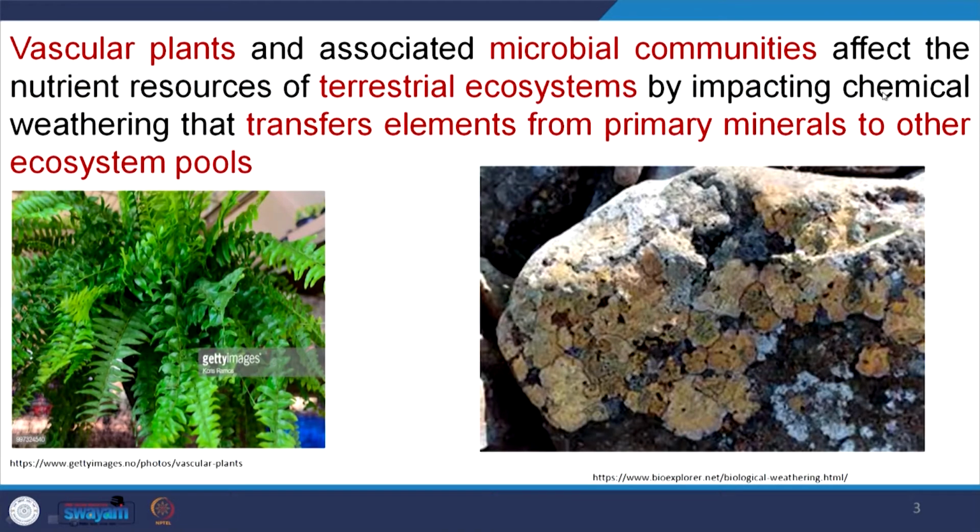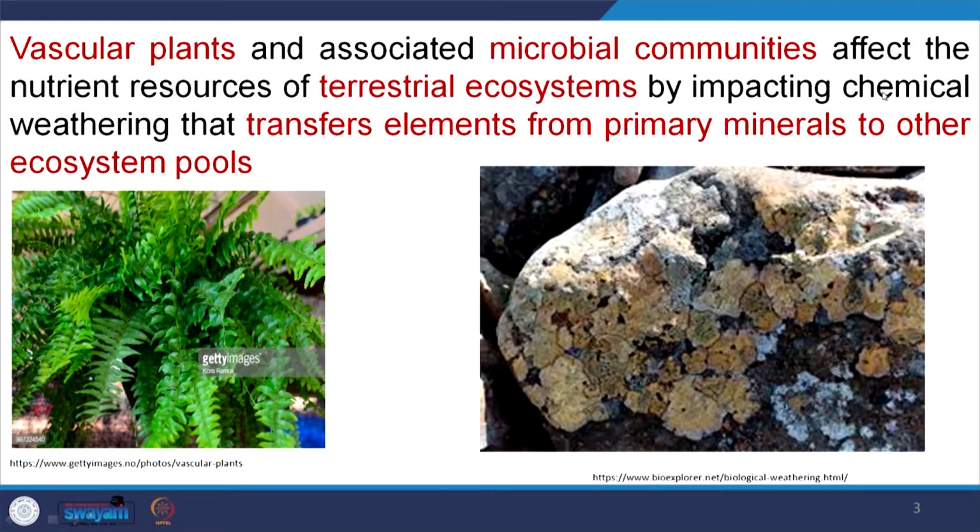Then it is very important to note here that the vascular plants and the microorganisms, the micro communities, maintain the food chain of the ecosystem. They maintain the mineral supplements in the ecosystem. How? If you see here, vascular plants and associated microbial communities affect the nutrient resources of terrestrial ecosystems by impacting the chemical weathering that transfers elements from primary minerals to other ecosystem pools.